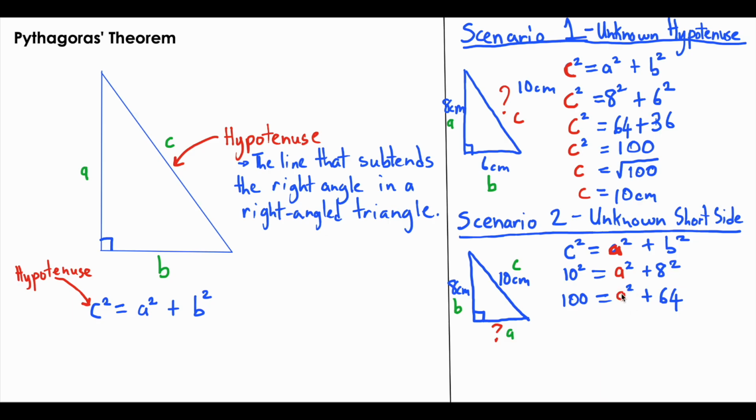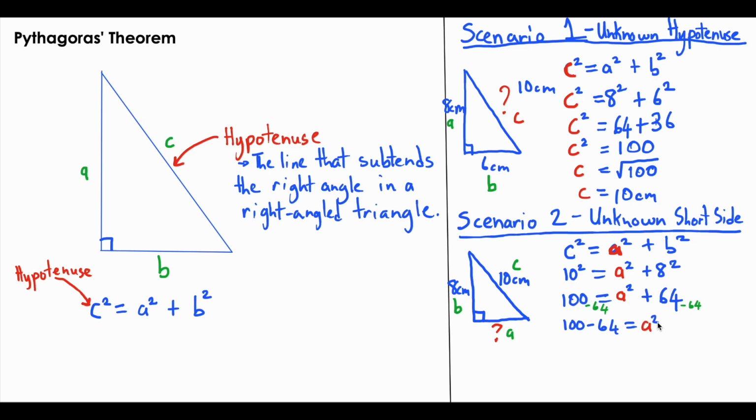Now in this scenario, to get rid of this 64, we have to do the opposite. So right now it says plus 64. What's the opposite of adding 64? Subtracting. So to keep the equation balanced, we're going to subtract 64 from both sides. So it's like I'm saying minus 64 here and minus 64 on this side. Okay? So if I say 100, I'll have 100 minus 64, which is equal to a squared.